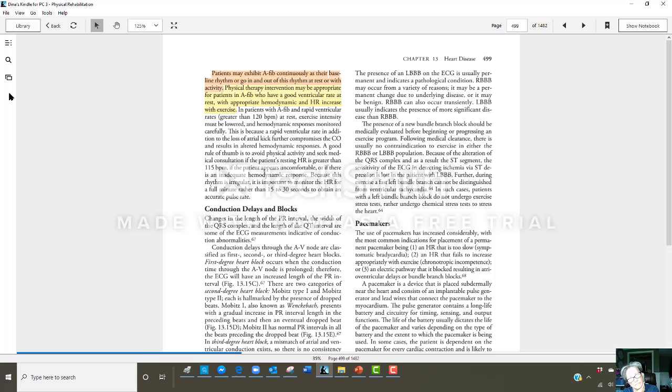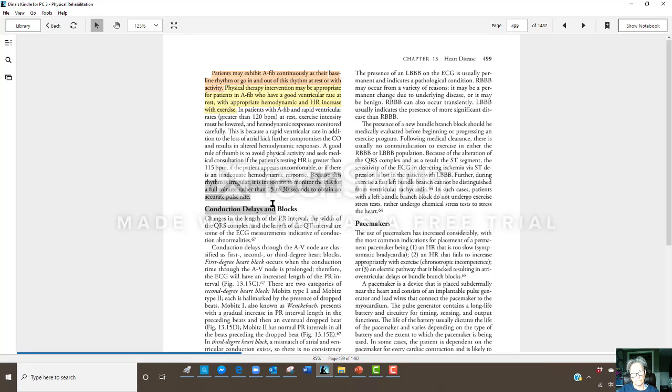A good rule of thumb is to avoid physical activity and seek medical consultation if the patient's resting HR is greater than 115 bpm, if the patient appears uncomfortable, or if there is an inadequate hemodynamic response. Because this rhythm is irregular, it is important to monitor the HR for a full minute rather than 15 to 30 seconds to obtain an accurate pulse rate.